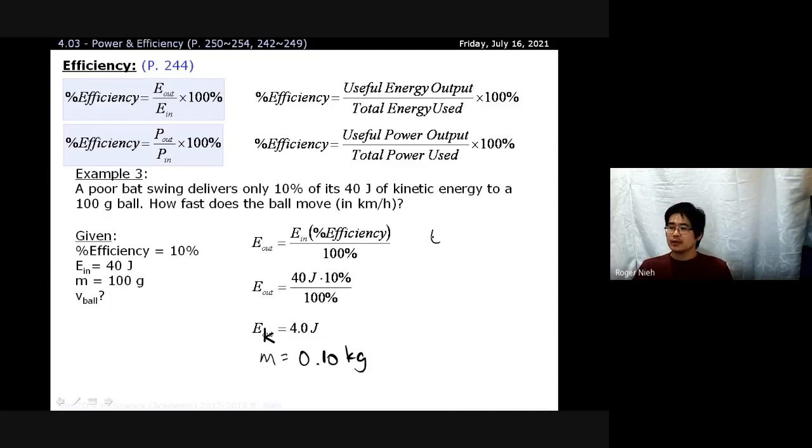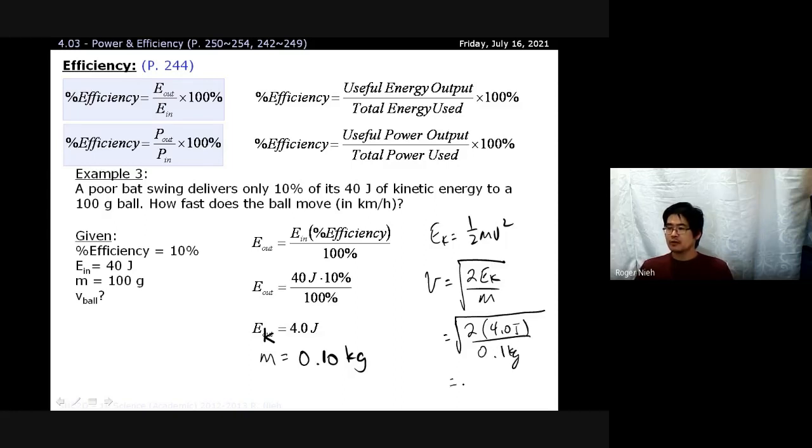Okay. EK is equal to 1/2 mv squared. So when you isolate for v, just like in the example that I gave you in the last slide, that's equal to 2 times EK divided by m, all square rooted. We sub the values in. So 2 times 4 joules divided by 0.1 kilogram. Crunch it away in our calculator. So it's the root of 8 over 0.1, and we get 28 meters per second. Is that right?